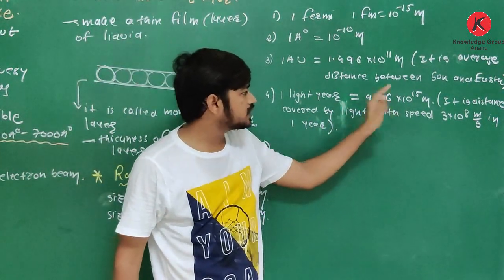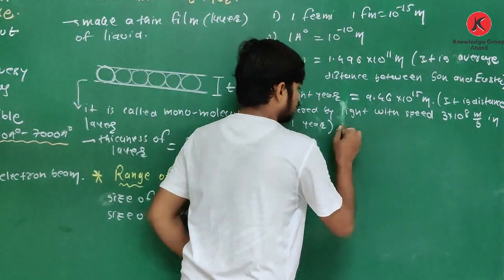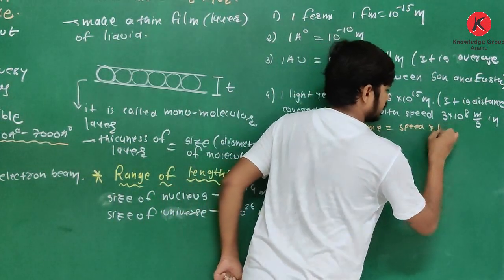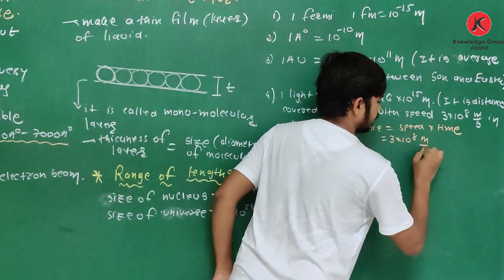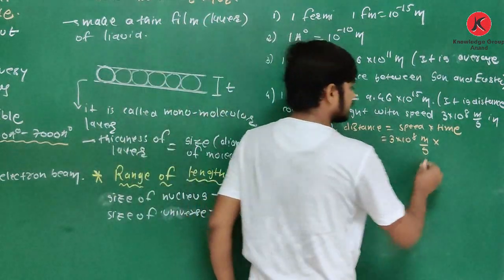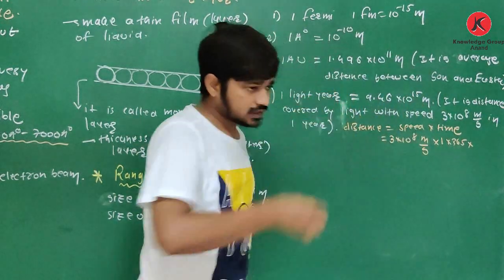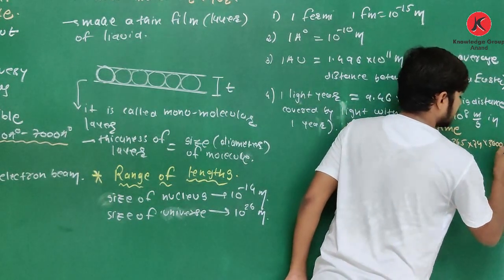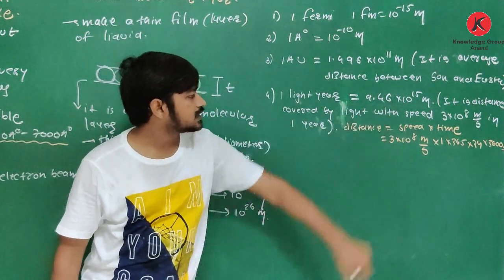You can also calculate this: how does this 9.46 into 10 raised to 15 meter come? We know that distance is equal to speed into time. What is the speed? It is 3 into 10 raised to 8 meter per second. What is the time? 1 year. In 1 year we have 365 days. In 1 day there are 24 hours, and in 1 hour there are 3600 seconds. So if you calculate this, you will get this answer.